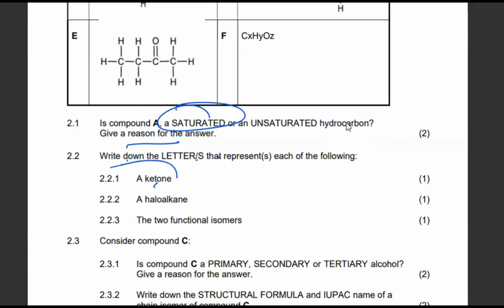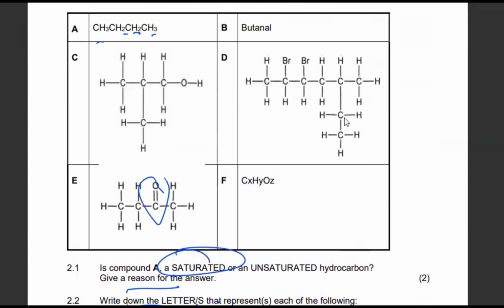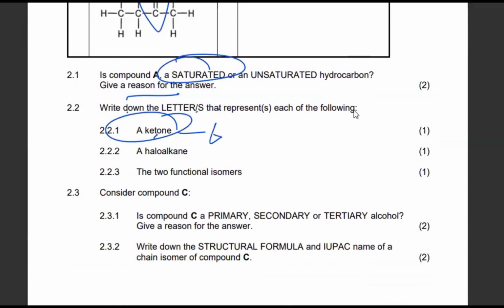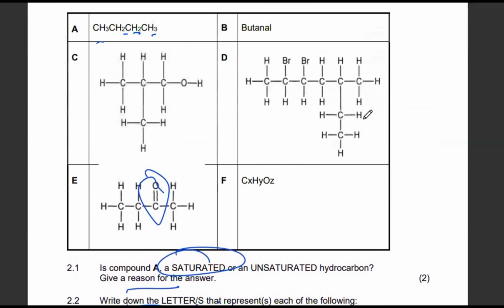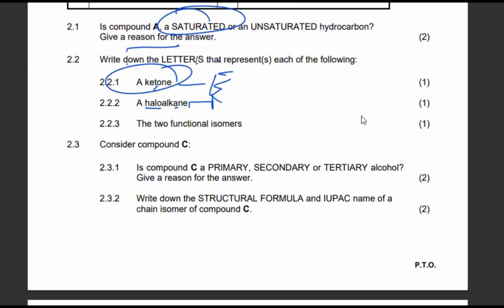Then they're saying to write down the letter that represents each of the following. A ketone, obviously is this, it is shown there. So E, you're going to get the E. And then the alkane, you are supposed to look at a compound which has a group 7 element. It has bromine. Bromides are group 7 elements. So the answer is D.